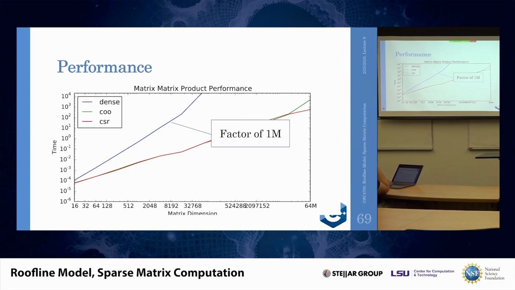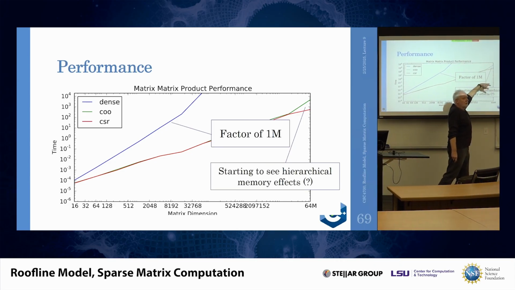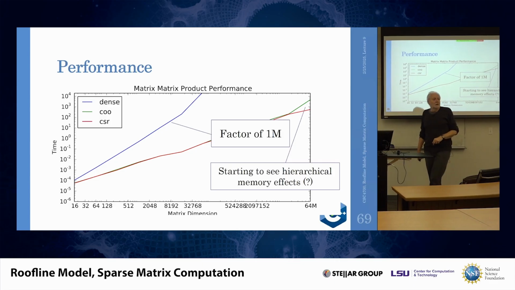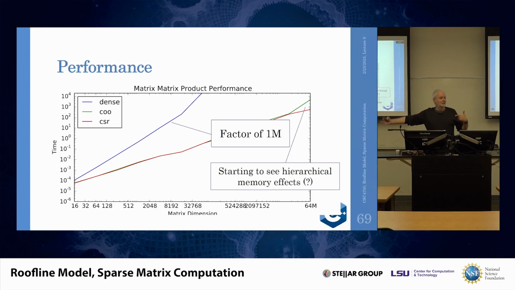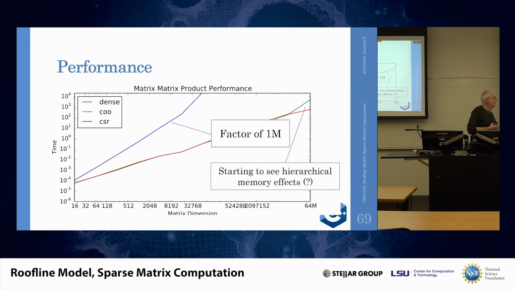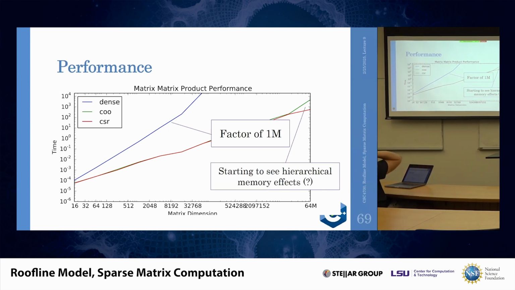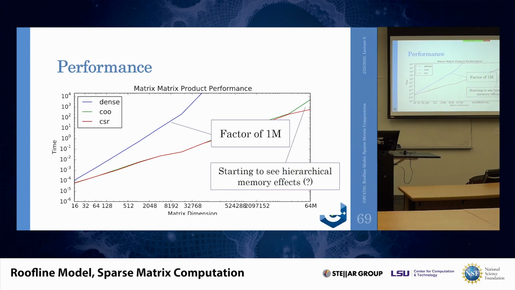So what we see is still the factor of 1 million, and here we see effects of the hierarchical memory, because the more memory you need, the farther away is the data. And the less data you need, the higher the likelihood that things are in caches somewhere closer to the core. And you will see that only for very large matrices, right? For 64 million by 64 million rows and columns. Before that, these two representations are almost identical.